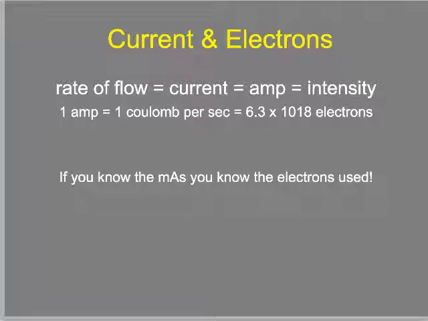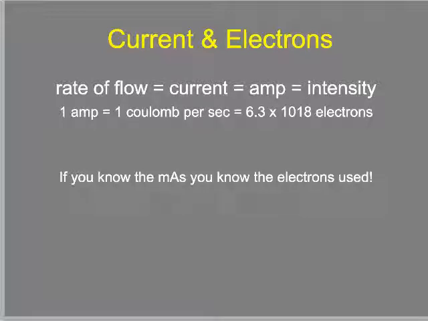Because current, I've already said current and electrons are the same basic thing. So through the garden hose, we have water molecules flowing. In the X-ray tube, we're creating a flow of electrons, right? And that rate of flow, or that current, is the amperage, and it is directly related to the intensity or the quantity of X-rays being produced. The intensity or the quantity of X-rays being produced, right?